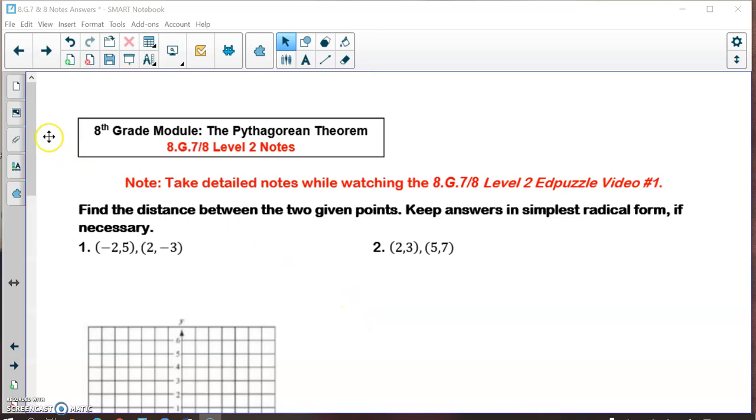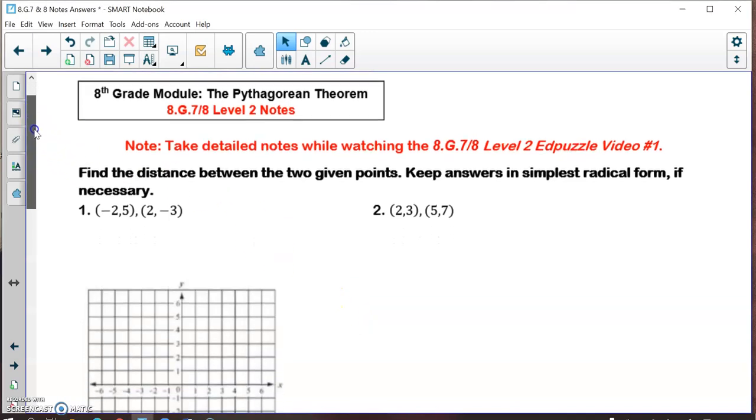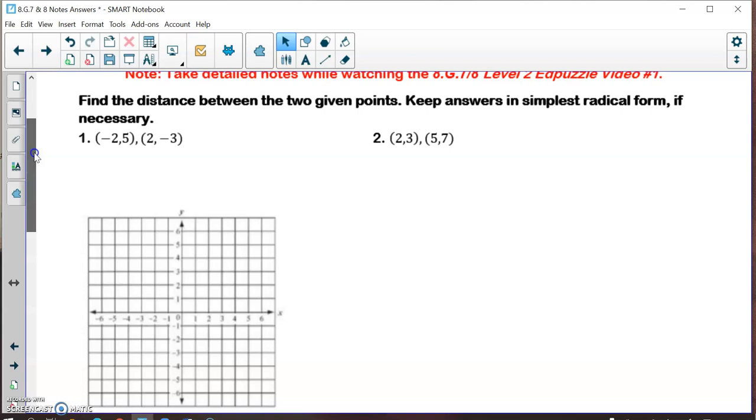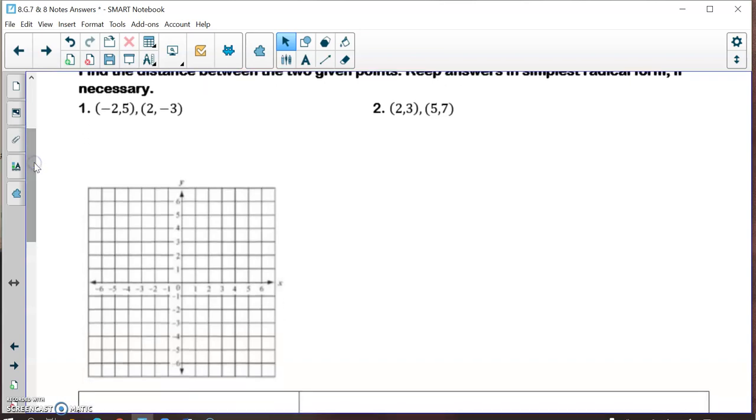Okay, so now we're going to use the Pythagorean theorem to find the distance between 2 points on a graph. Whenever it says to keep your answers in simplest radical form if necessary, that just means to simplify your radical as much as possible. We're not going to round our answers. So we're going to plot these 2 points on the graph. Negative 2, 5 would be this point here, and 2, negative 3 would be this point here.